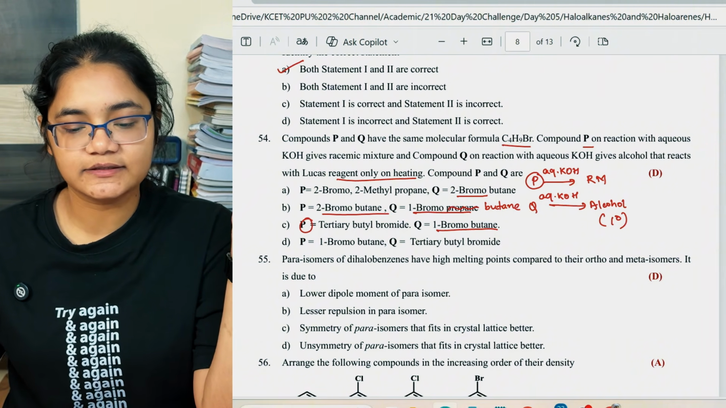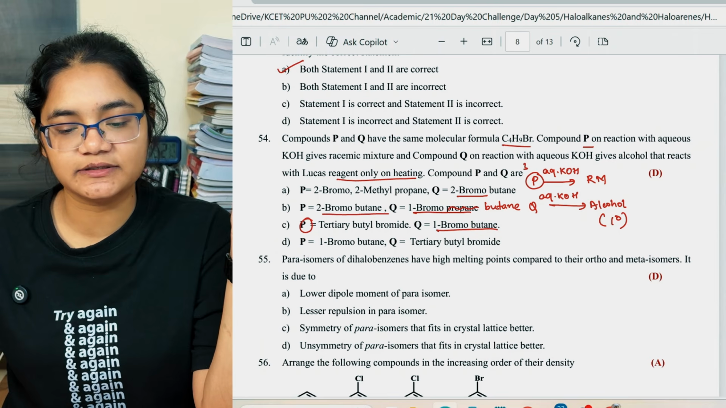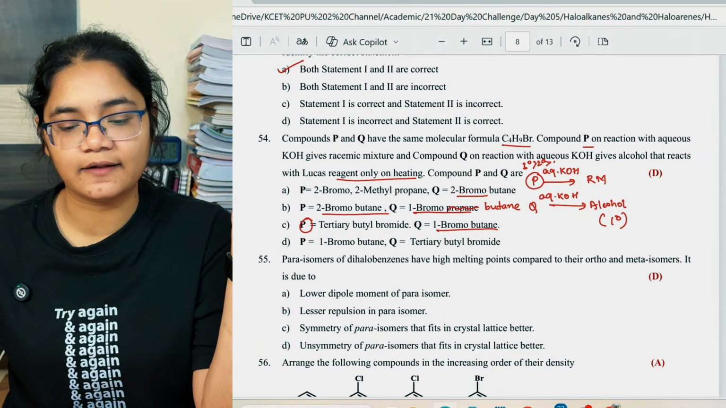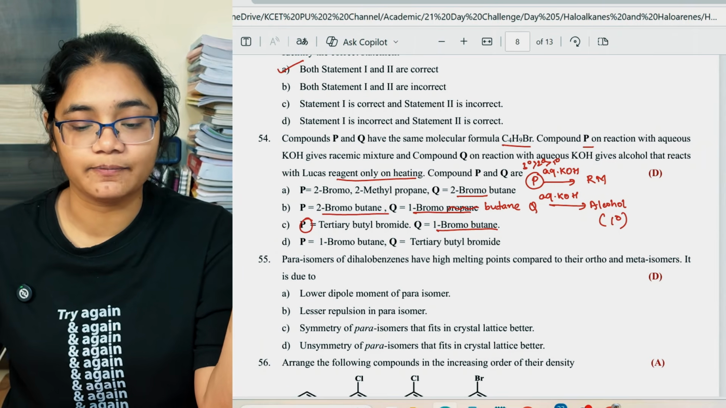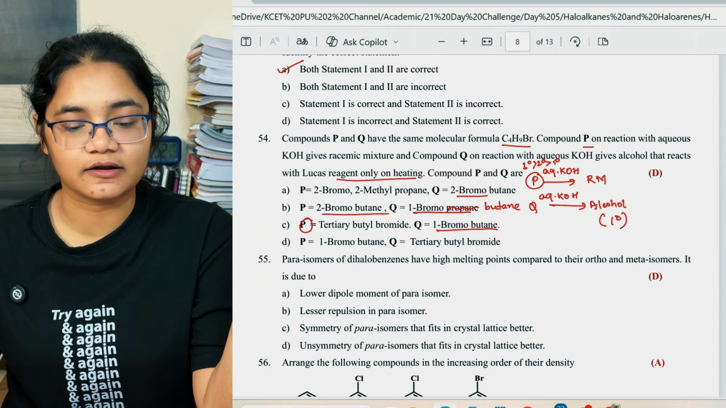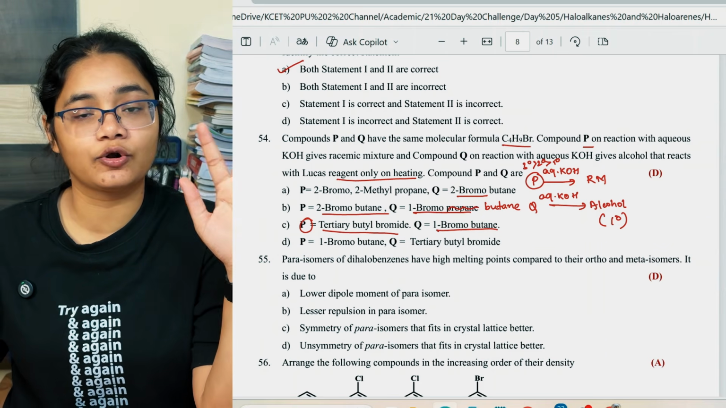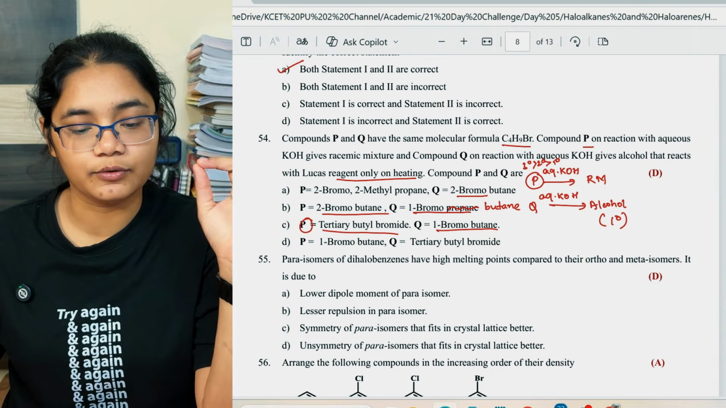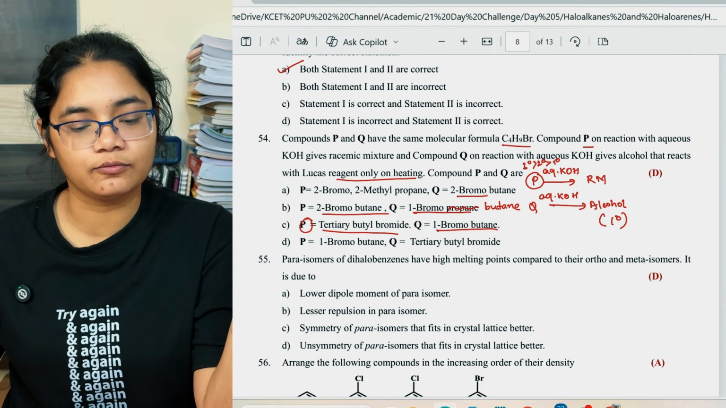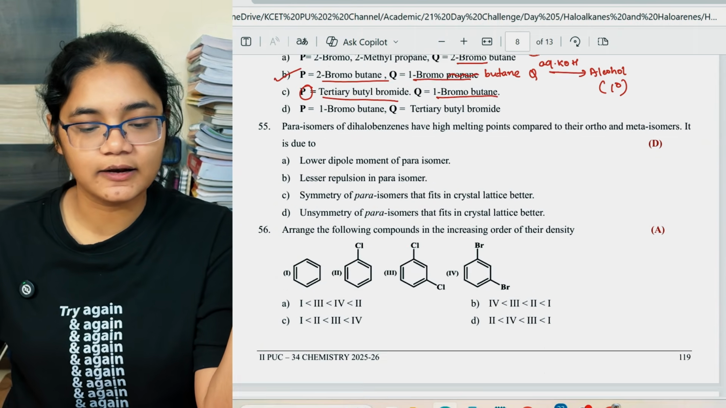Why not P? See, if you're getting a racemic mixture, that means it will be tertiary, secondary, and then primary. It should go by SN1 mechanism. But the compound has to be optically active. If it is tertiary butyl bromide, then it is not optically active. So 2-bromobutane is optically active, and this is 1-bromobutane. So option number B here.